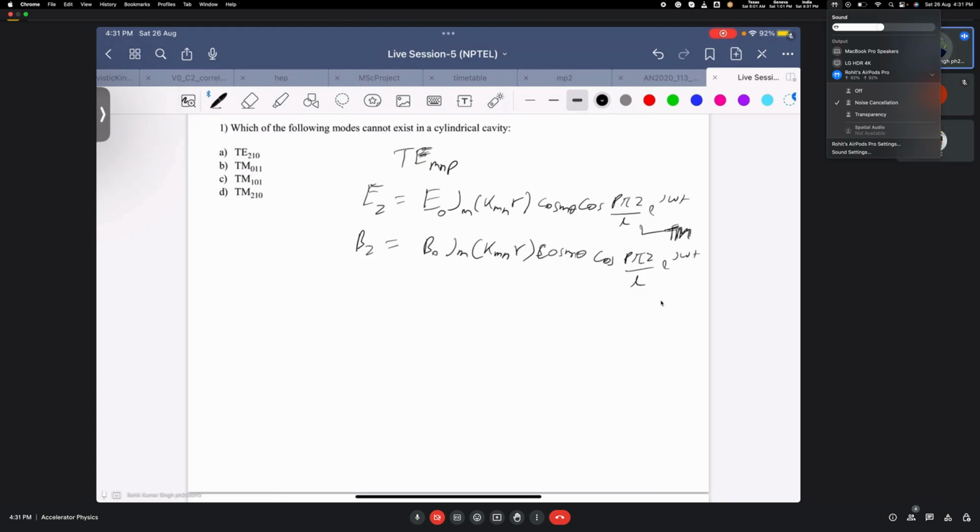Okay, so now you see, first we see the 210. So what do you think, is the 210 allowed? This is for transverse electric. So if you put p equal to 0, what will happen? Yeah, it exists, right? There is no problem, right? And then for the other option, 011, what do you think?